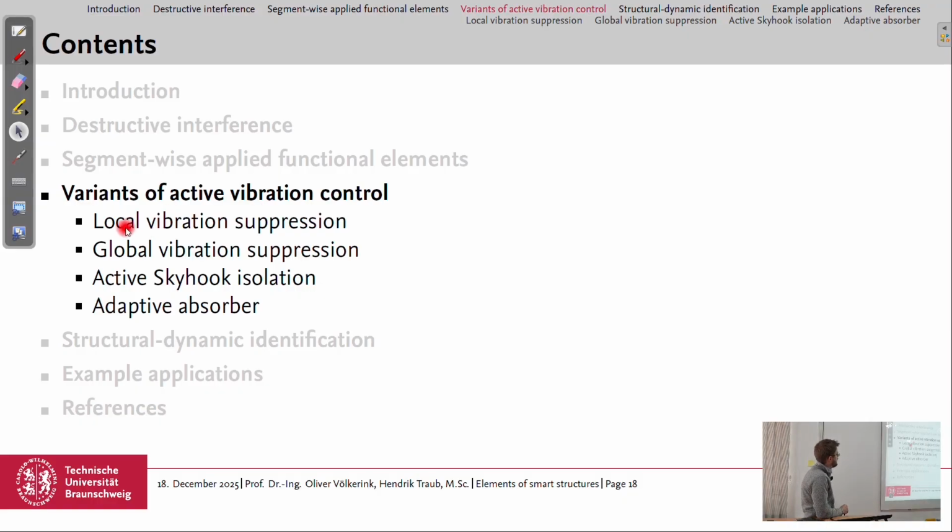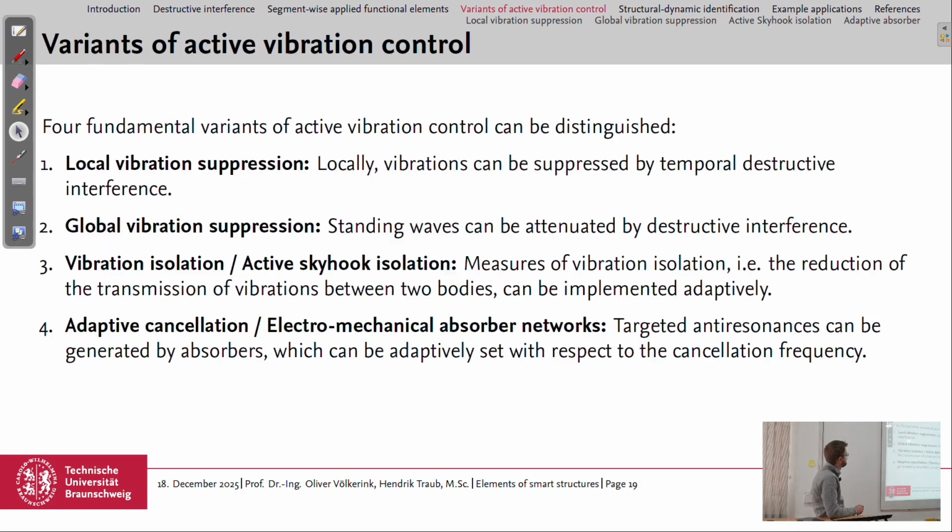So now coming back again to the local and global vibration suppression and to two other measures in terms of smart structures. We have 4 fundamental variants. 2 we already had a look at: the local vibration suppression, which locally suppresses vibration by temporal destructive interference, so only at one point the structure is calmed down. And we have the global vibration suppression, where we use the standing waves or the eigenmodes to attenuate destructive interference in the whole structure, at least for the eigenmodes we want to tackle.